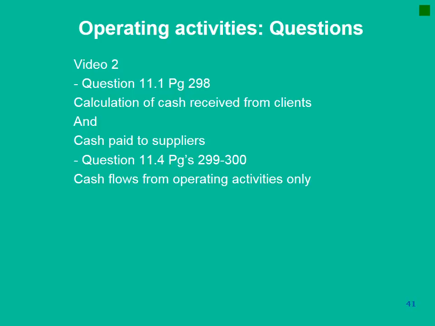Okay, so that's the end of the video. In video two, I'm going to be doing question 11.1, page 298, just the calculation of cash received from clients and cash paid to suppliers. And question 11.4, the cash flows from operating activities section only. This question 11.4 is a long question, which will then be covered further in other videos. So that's the end of this video.